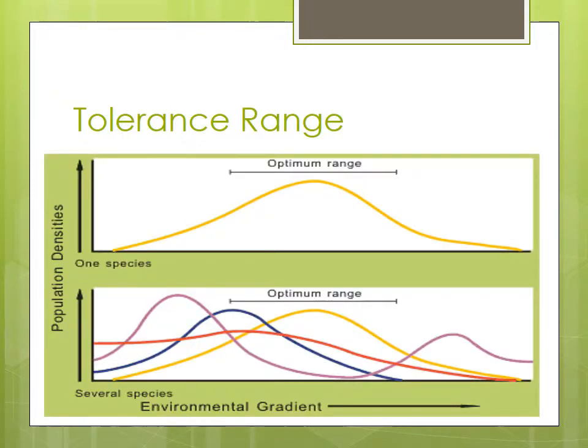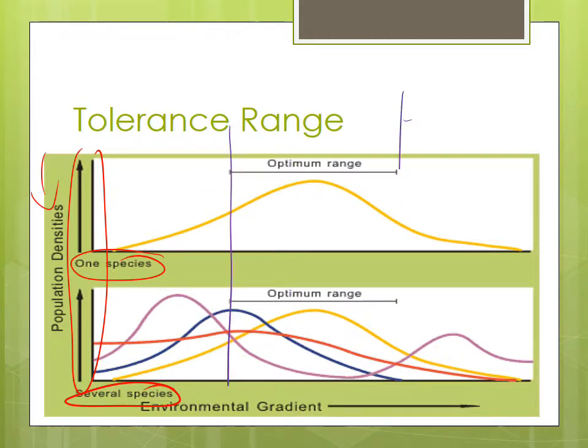So here we're looking at tolerance ranges. You need to be able to interpret graphs. So on the y-axis up the side here, we're looking at population density. So how many of that particular organism are surviving within an environment. The top one shows only one species, where the bottom one shows several species. So every single line on the graph represents a different organism, and the optimum range for survival is where you've got the most of those organisms being able to survive.